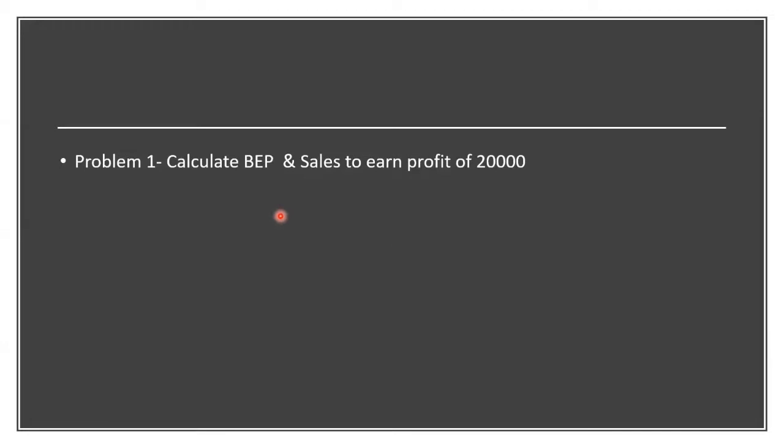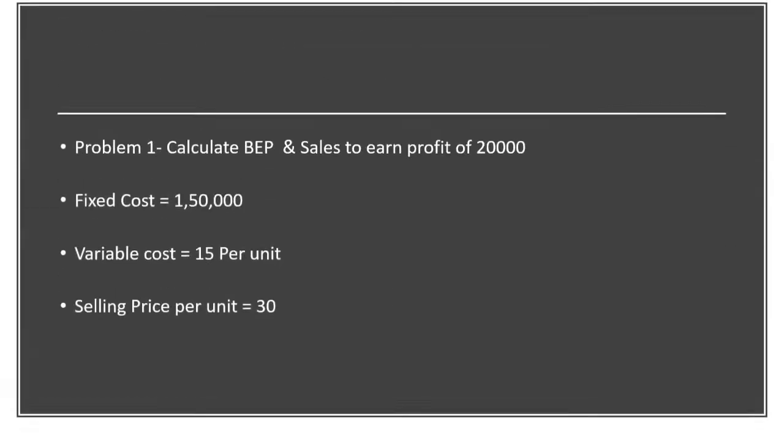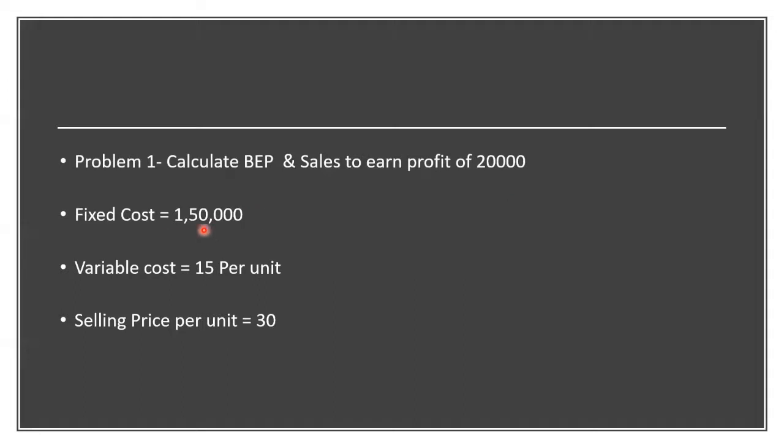Let's take an example. Calculate break-even point and sales to earn profit of 20,000 from the given information. What is given? Fixed cost is given. Variable cost per unit is given. Selling price per unit is given. All we have is information: total fixed cost, variable cost per unit, selling price per unit. What we need to find out is break-even point and sales to earn profit of 20,000.